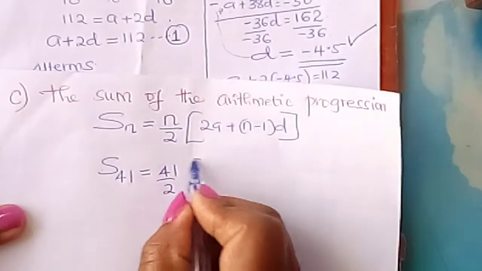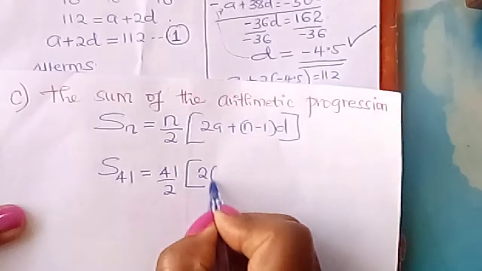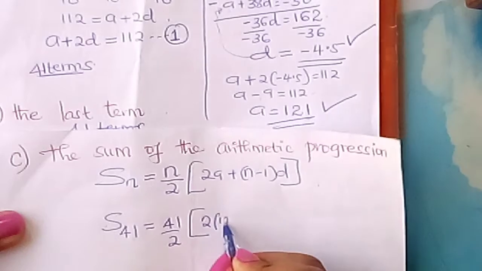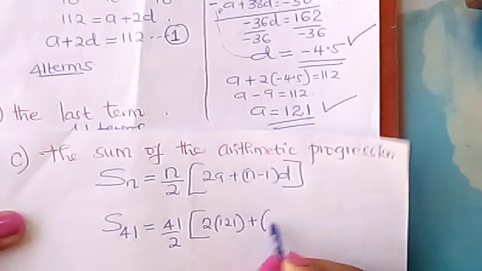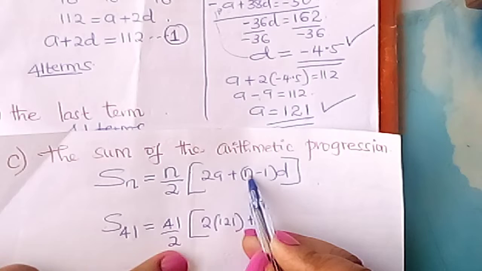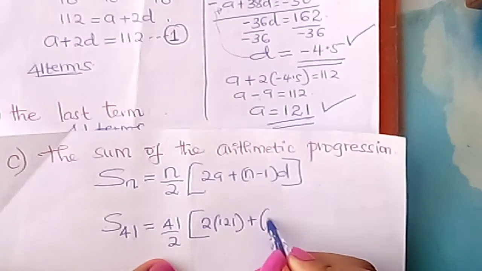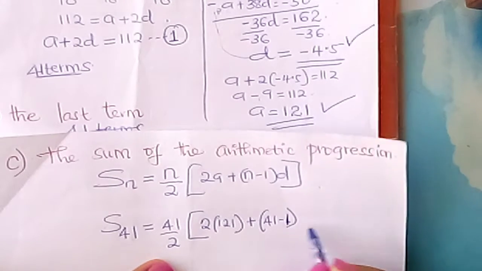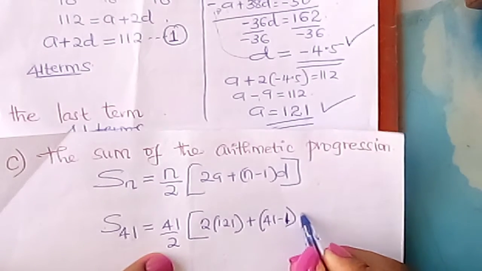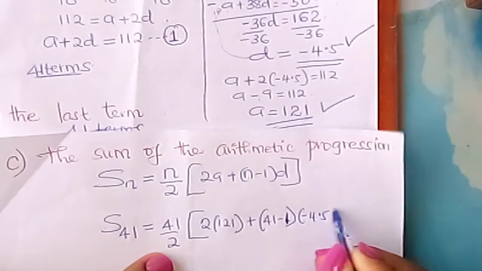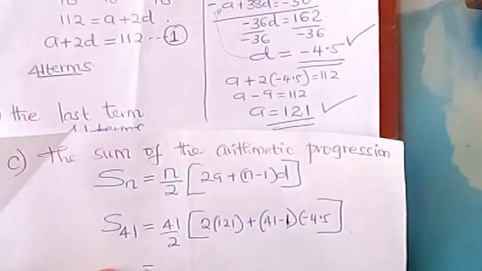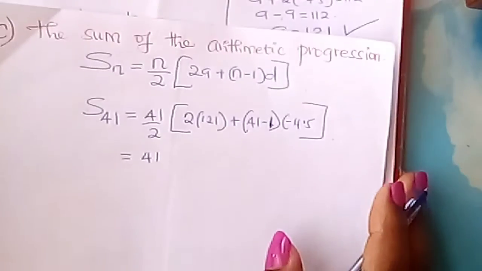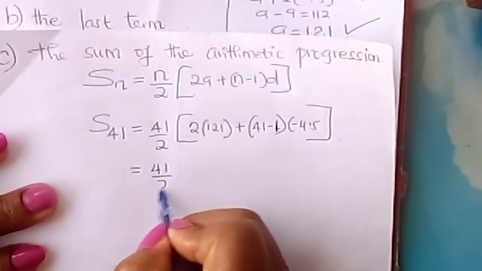41 over 2 in brackets, 2 times our A, what was it, learner? Look at the first step. Our A was 121. We just substitute. Our n is 41, 41 minus 1, and your D is what? Negative 4.5. You just substitute accurately. This would give you 41 over 2, learner.